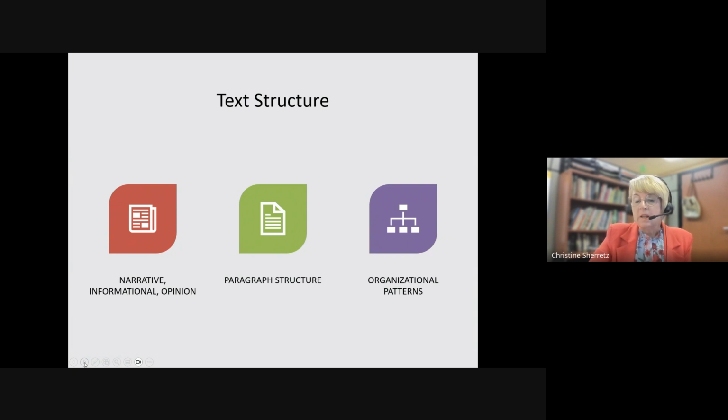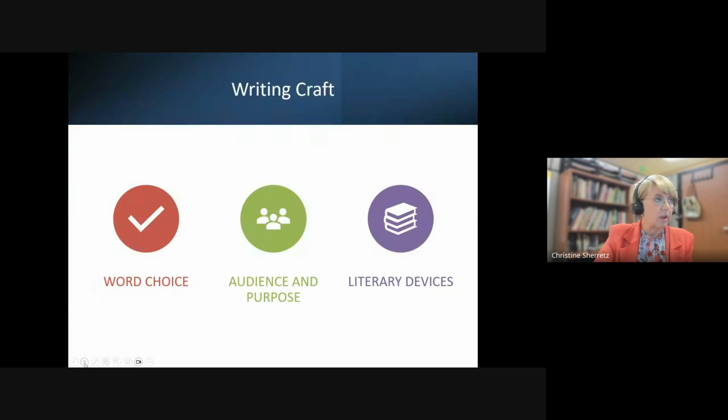It could be cause and effect. It could be problem and solution. It could be compare and contrast. It could be chronological order. So it's important that students know the organizational patterns for their writing. And as we're going to talk about, that also helps with their reading. And then also paragraph structure. How are we structuring those paragraphs to make coherent sense of our writing?